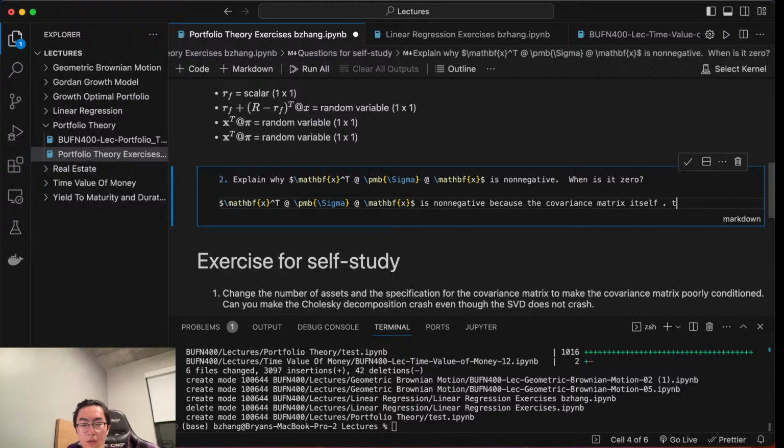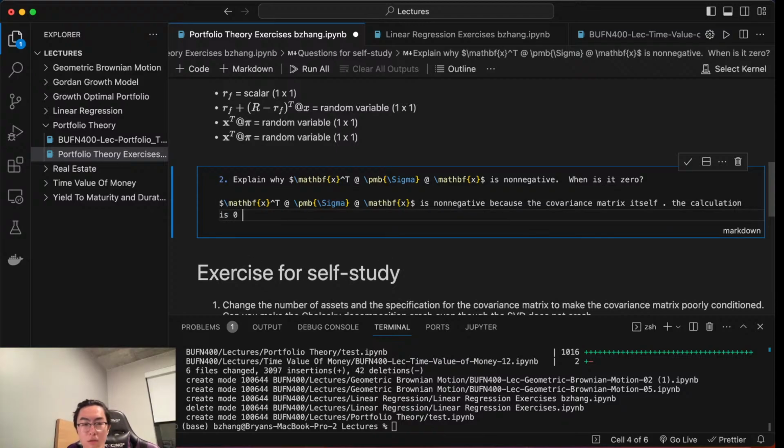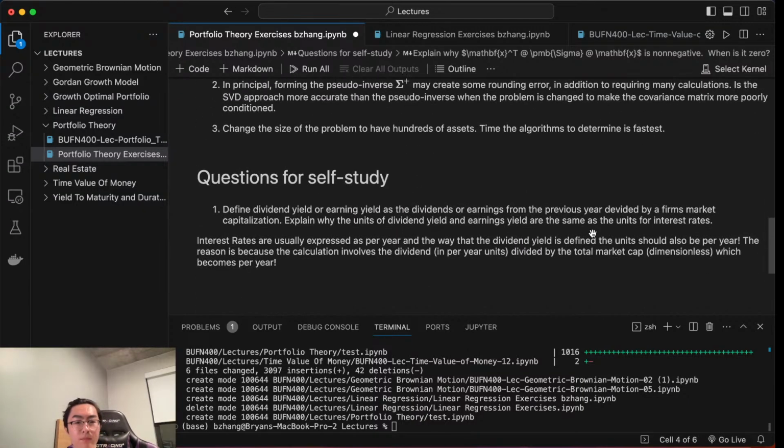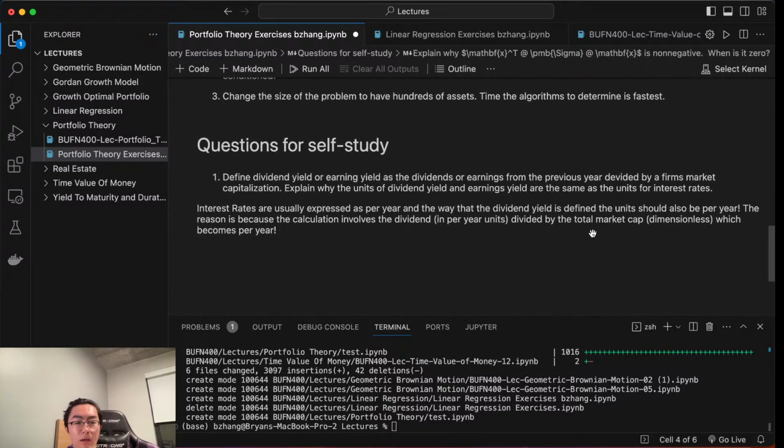I could say the calculation is 0 when the covariance matrix, when the assets are not correlated with each other and have 0 variance. When the returns, the assets are independent, 0 variance. Okay. Can you change the number of assets?